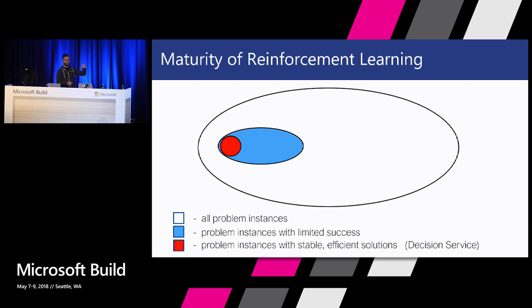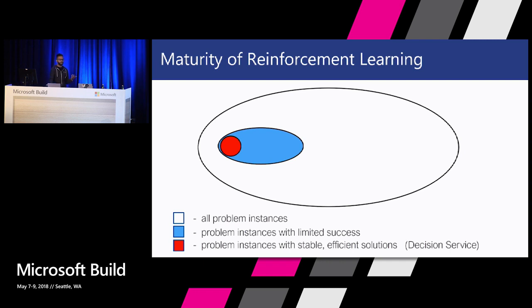The blue circle is problem instances where we've had limited success, where we're hitting that ceiling or wall that we can't really push through today until we come up with new techniques. And finally, you have this really small red circle where we've had really good success and built stable and efficient solutions. A great example of this is Decision Service by Microsoft, where the agent only needs to worry about the next step, the next action it needs to take and the next reward it's going to get. So it's not concerned about the long-term reward at this moment.